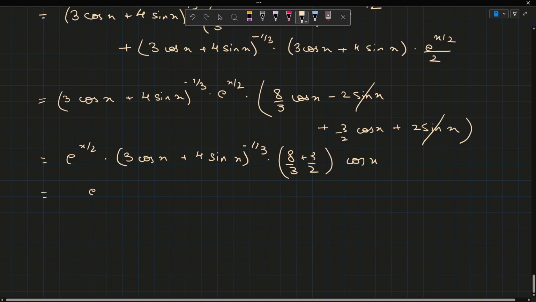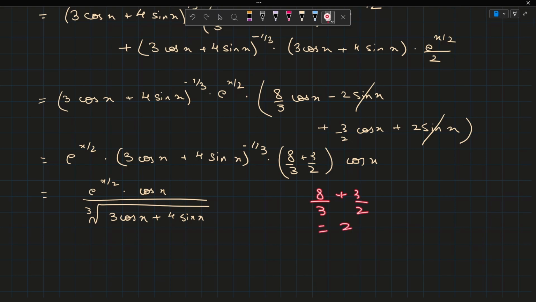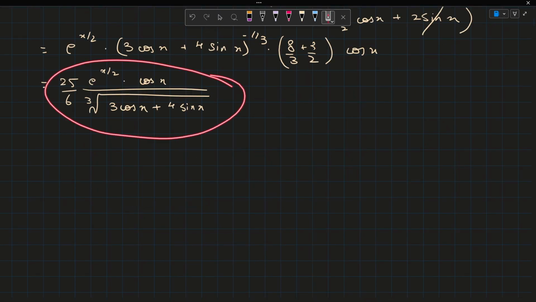which is equal to what? E to the power x over 2 times cos of x divided by cube root of 3 cos of x plus 4 sin of x, and 8 over 3 plus 3 by 2 is equal to 25 over 6. So this will be 25 over 6. This expression is what? f dash g plus g dash f. So if we integrate this, we get f times g plus c.